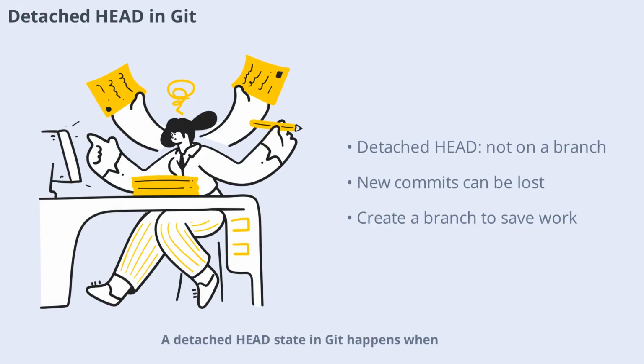A detached head state in Git happens when you check out a specific commit instead of a branch. You're looking at a snapshot in time, and any new commits won't belong to any branch. They can easily get lost. This is risky if you're experimenting with old versions of your AI code.